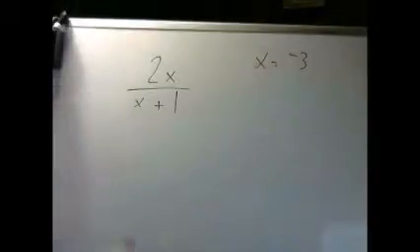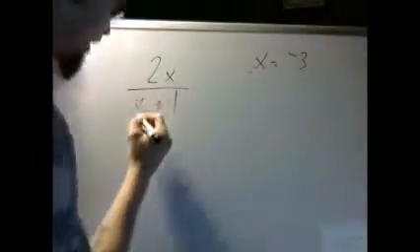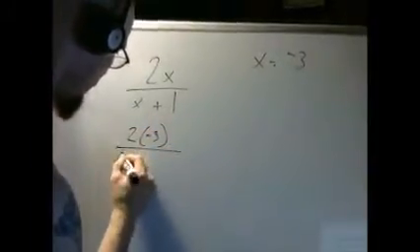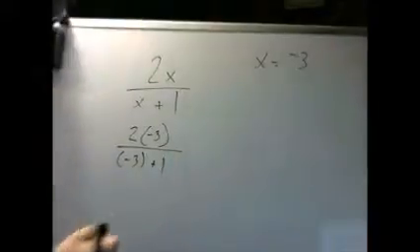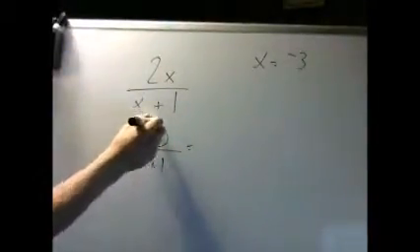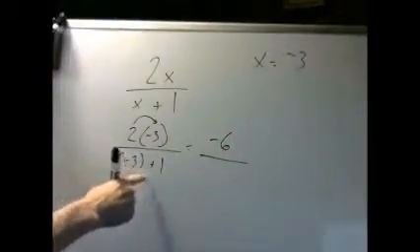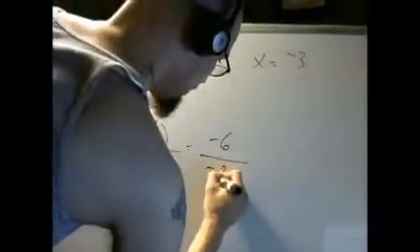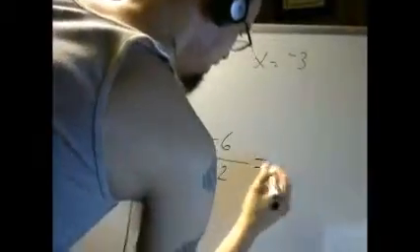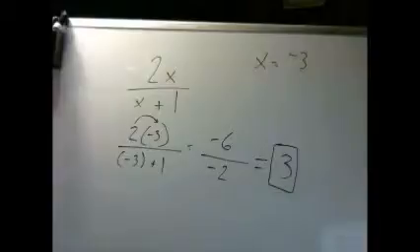Okay, so let's begin by plugging in the negative 3 to our x values. If we plug in, we have 2 times negative 3 over negative 3 plus 1. And that's equal to, now we are going to distribute in our 2 to our negative 3, which gives us negative 6 over negative 3 plus 1, which is going to be negative 2. So we have negative 6 over negative 2, which is equal to a positive 3. And that's what you should have gotten.